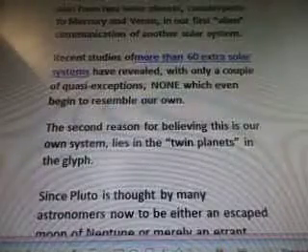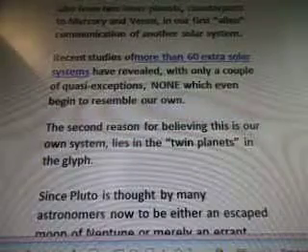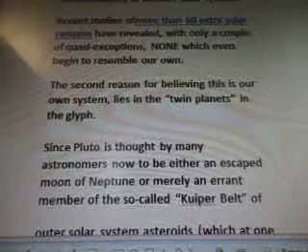I wonder if they're talking, instead of the inner planets, maybe they're talking about these stars. They've just found out that there's moons around these planets, which we didn't know before. So I don't have time to study that stuff, but maybe someone else should, and then just let me know, and I can blog it, okay? Recent studies of more than 60 extra solar systems have revealed, with only a couple of quasi-exceptions, none which even begin to resemble our own.